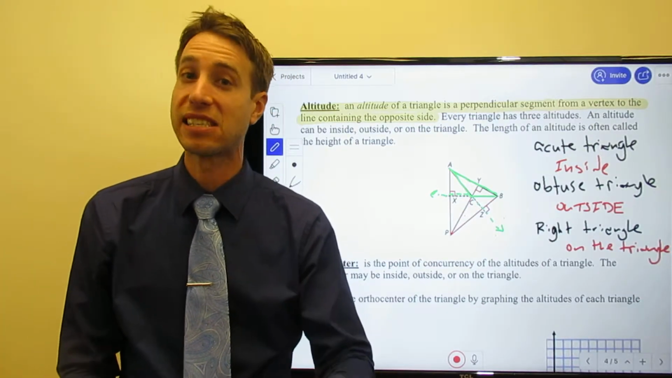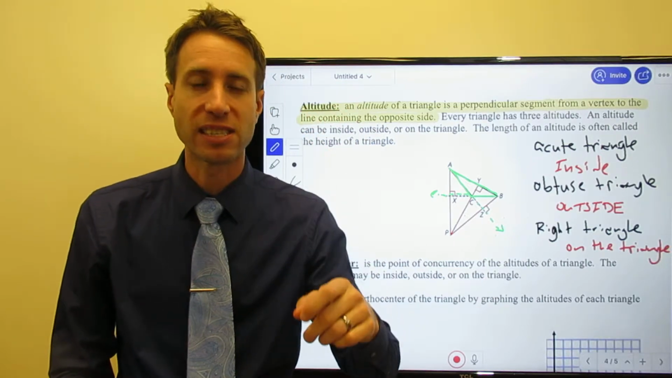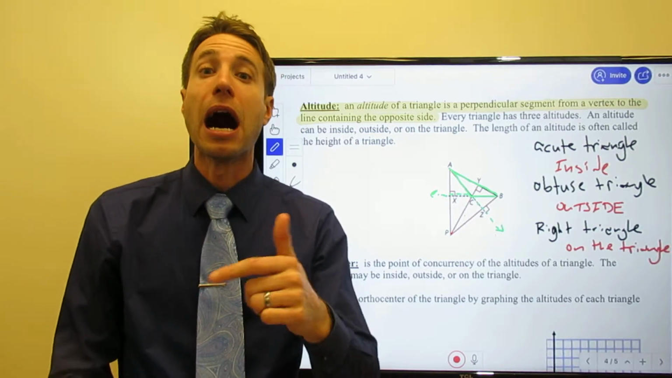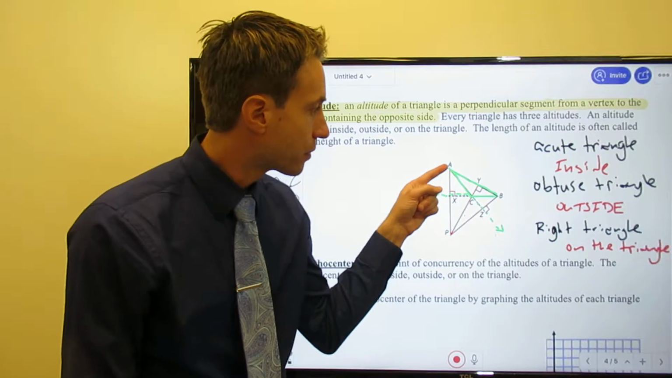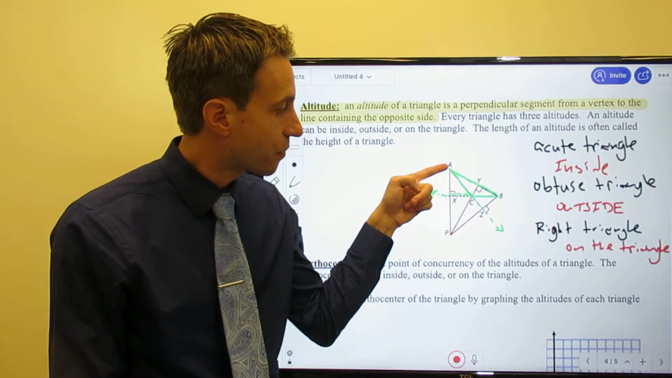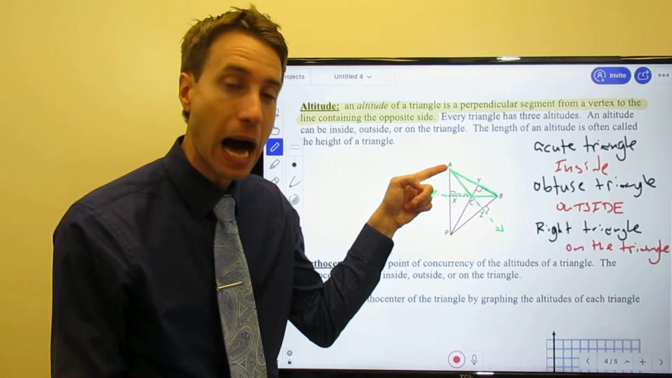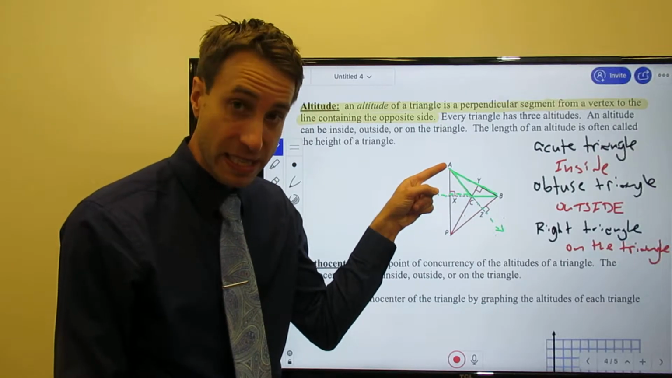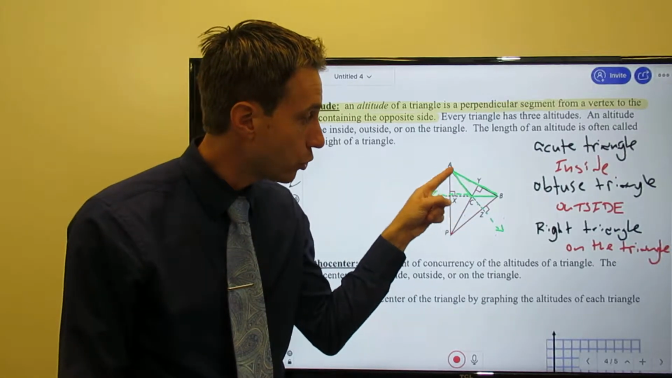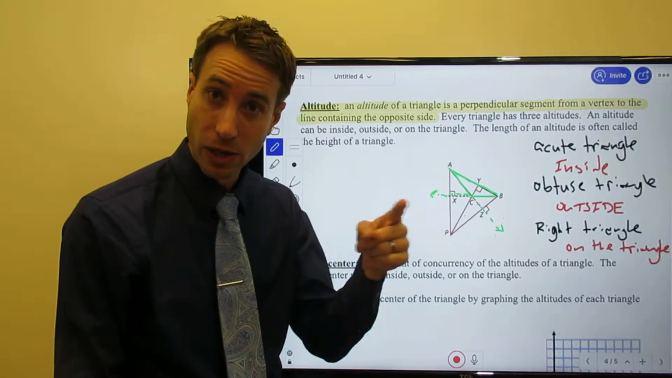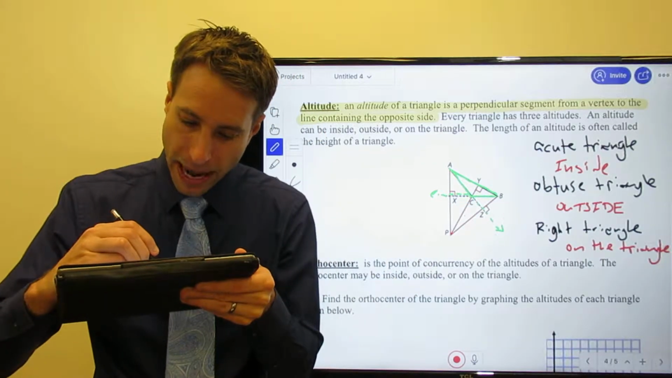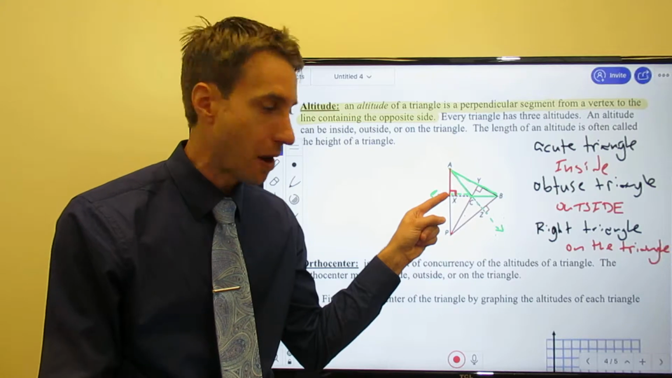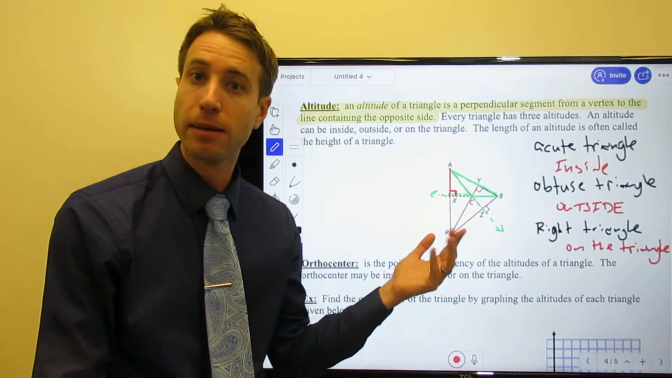Now, all I need to do is draw those altitudes. The altitudes have to come from a vertex, and they must be perpendicular to the side opposite that vertex. Let's start with A. I need to draw a line from this vertex that is perpendicular to the side opposite A. The side opposite A is side BC. But there's no way to draw a perpendicular line from A to BC that falls inside the triangle. That's why my altitude is out here. That's the only way to get a perpendicular line from A to what I've extended BC to be.